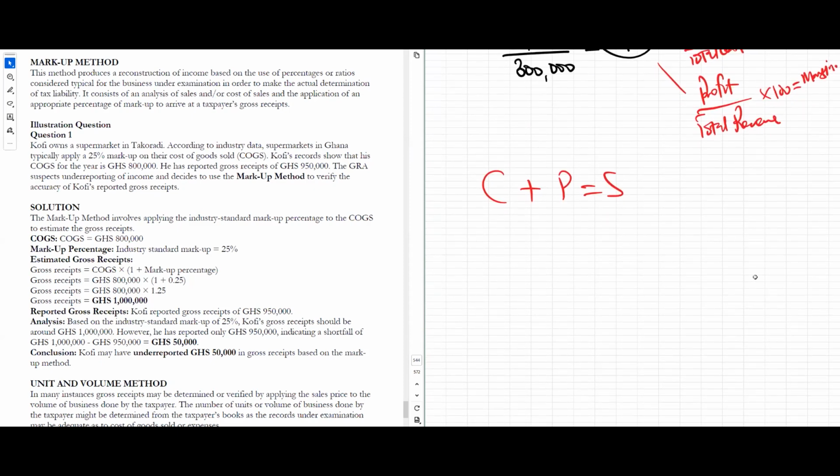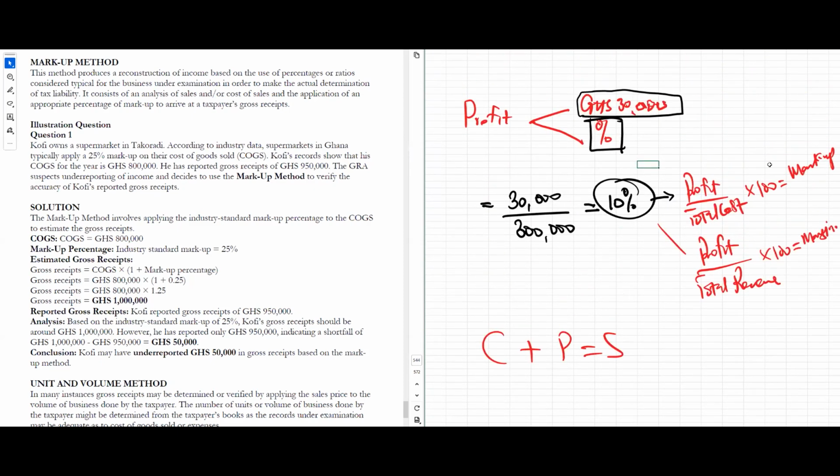Hello Prof, can you come again with what you just said? Profit can be in Ghana cedis, say 30,000. But I'm telling you, say we got a profit of 30,000 over 300,000. This 300,000 can either be sales, so you are getting profit as a percentage of sales, or you are getting profit as a percentage of cost. If the profit is a percentage of cost, we call it a markup. When you take profit over sales, it becomes a margin. Are you clear now? Yes, I'm clear now.